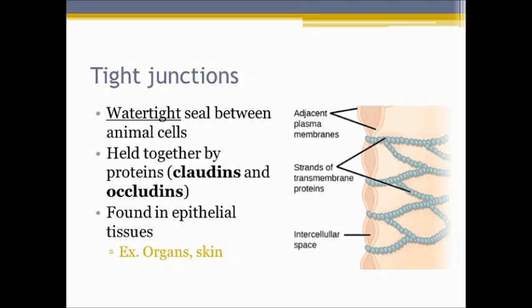In animal cells, we have tight junctions, which are watertight seals between animal cells. They're held together by the proteins claudins and occludins. They're found in epithelial tissues of the organs and skin, which helps to maintain that waterproof barrier of our skin. If our skin wasn't waterproof, then we'd be flooded with water and our cells would burst and we would burst. It helps so that urine does not leak out of your bladder through the cell wall or through the gaps in cells.